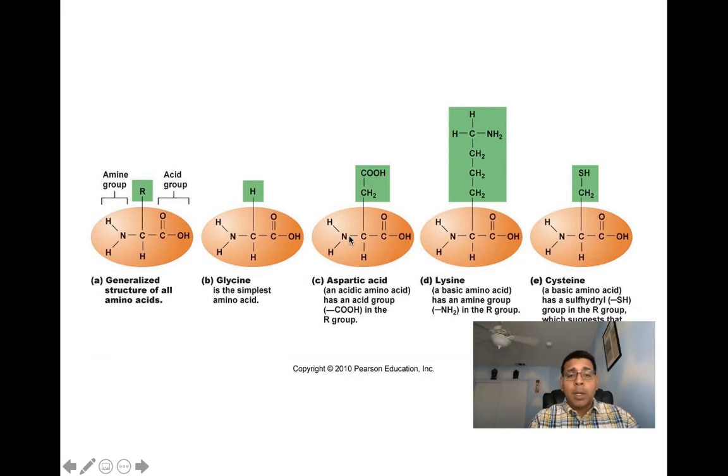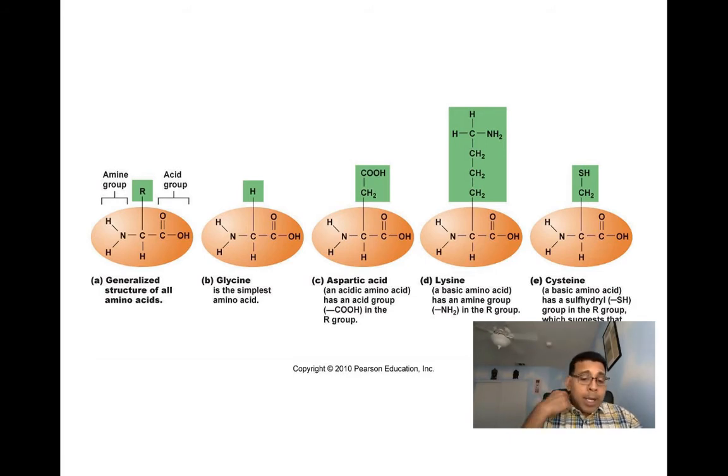So they're all going to have an amine group, as we see in all the pictures. It's similar. And then a carboxyl group here we can see, and then an acid group here, COOH, an acid group. And then the varying R group. So if you can understand that, it's easier to understand the structure of amino acids.